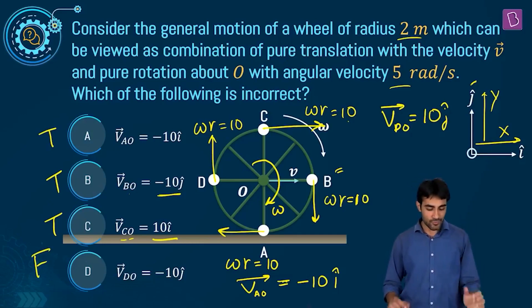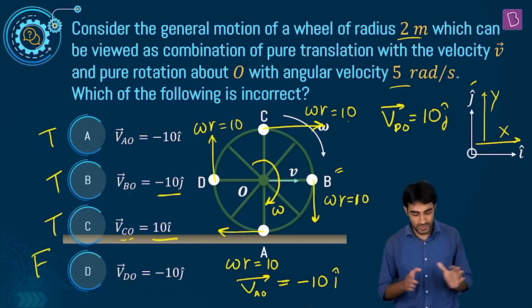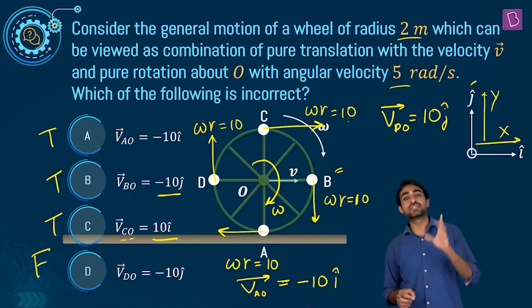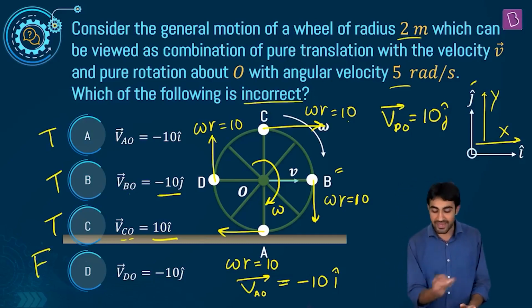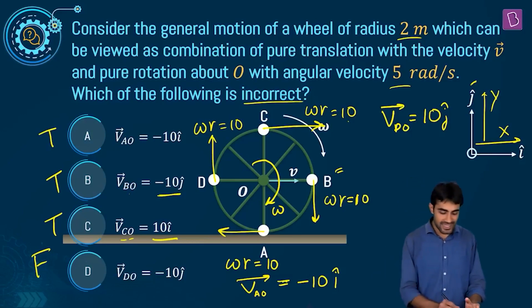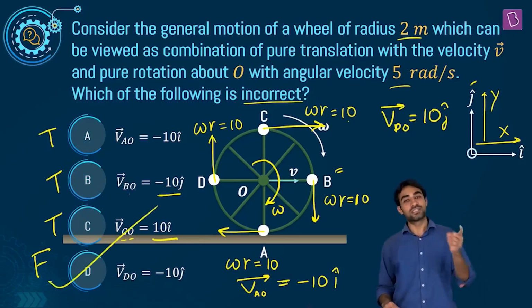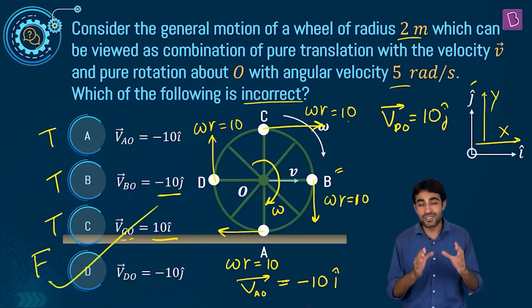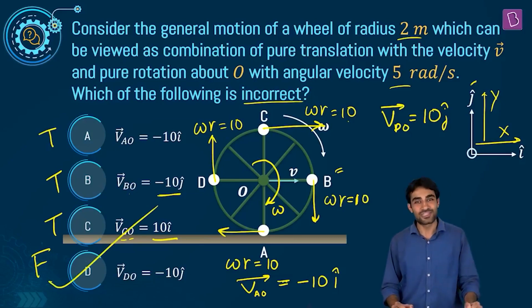So we got all these relative velocities and we can see option D is false. And we had to pick the incorrect one. So option D is the only option which is false. So we pick option D as the answer for our question.